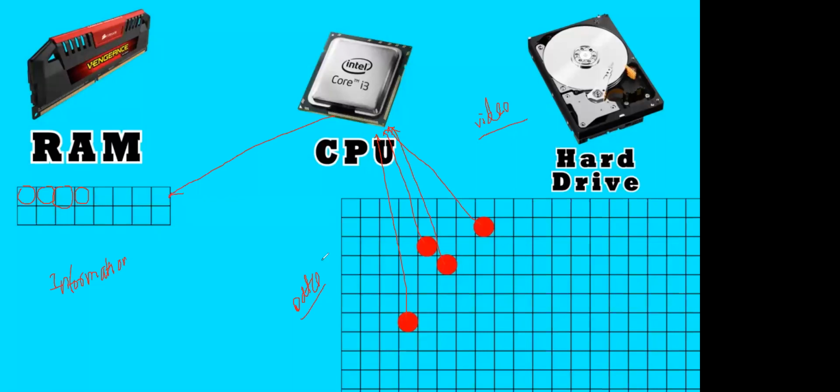So what is data? As usual, we know data is a raw material. It doesn't have a meaning. Raw. Information means what? It's meaningful data.